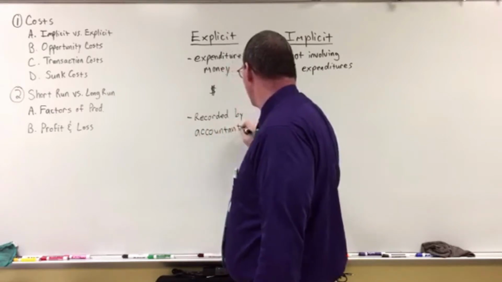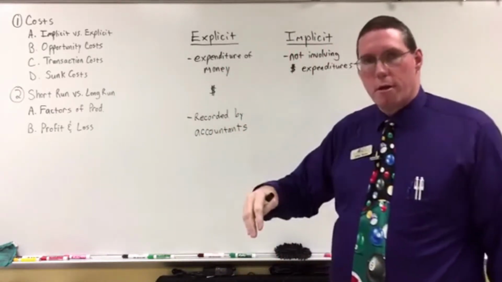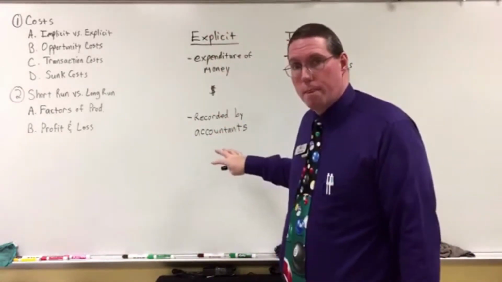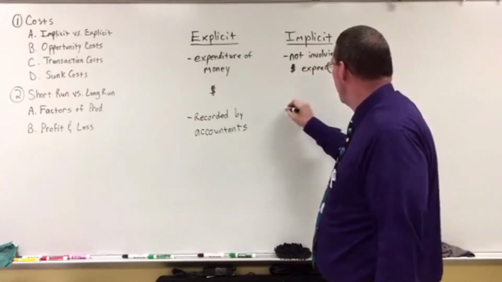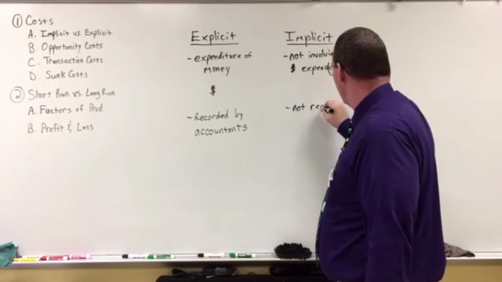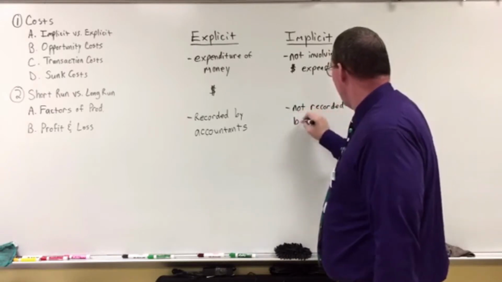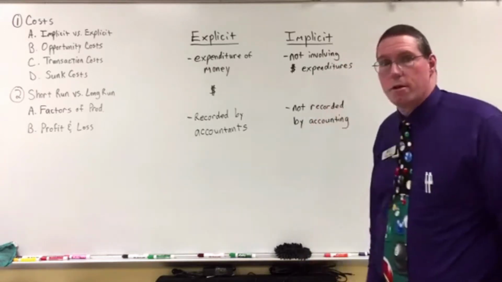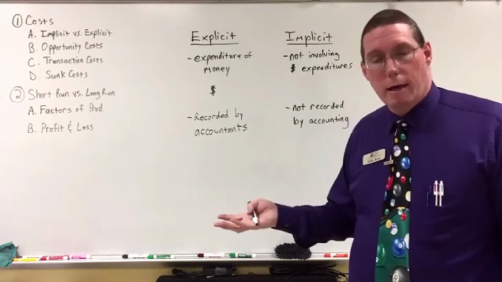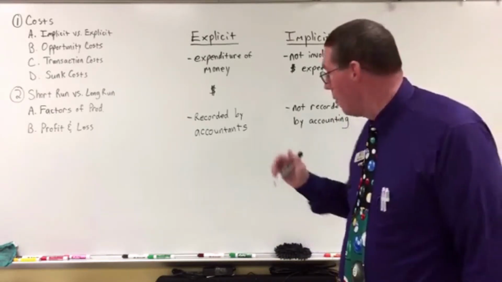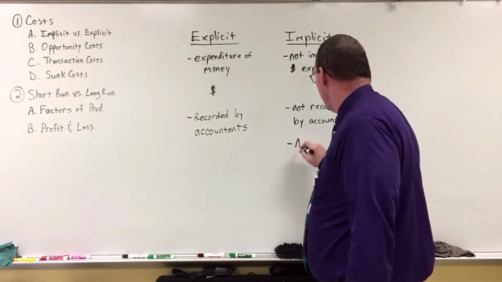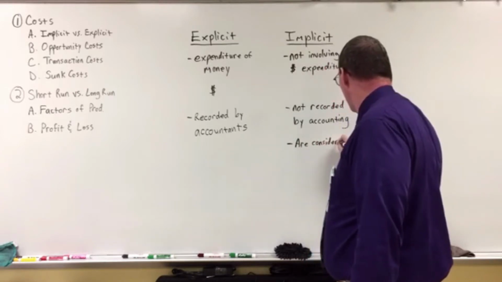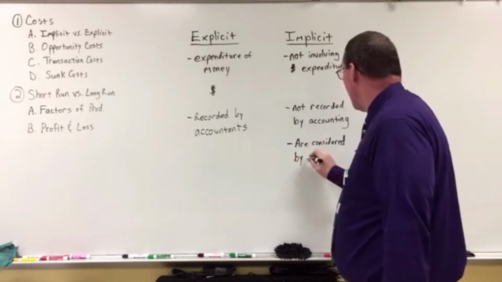Okay, so the things that go on the books, the things that go on the financial reports in a business are explicit costs. They don't put implicit costs, not recorded by accounting. Okay? So these implicit costs for a business are not going to be on the financial records of the business. However, they are considered by economists.